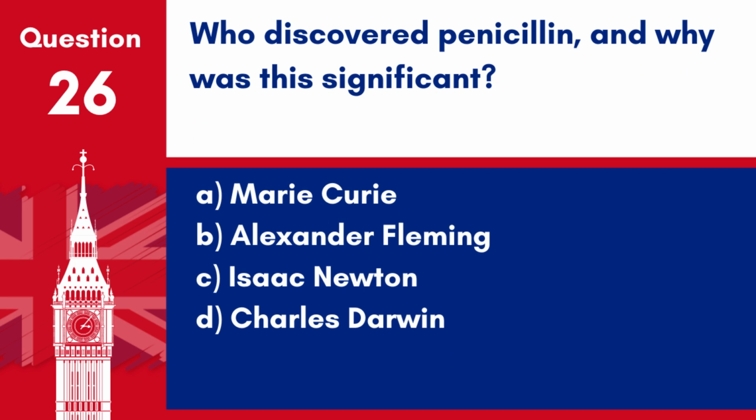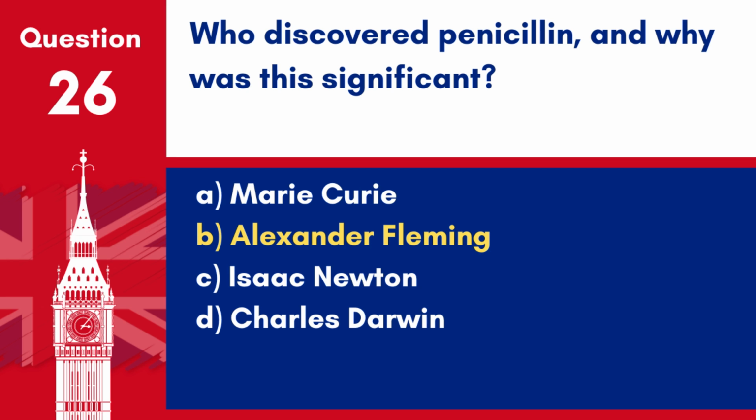Question 26. Who discovered penicillin, and why was this significant? A. Marie Curie. B. Alexander Fleming. C. Isaac Newton. D. Charles Darwin.